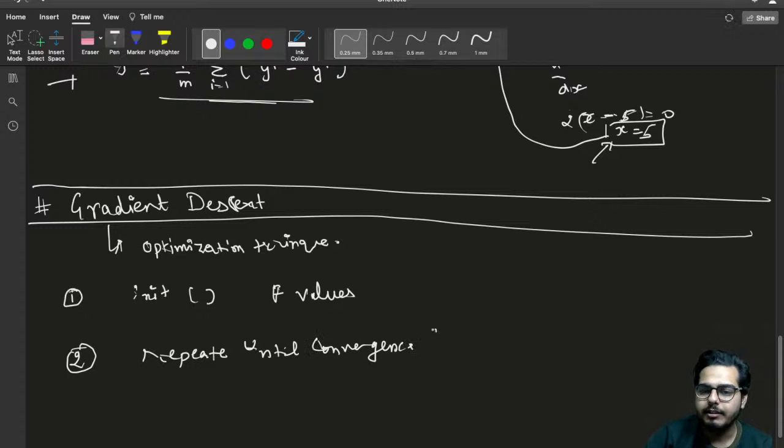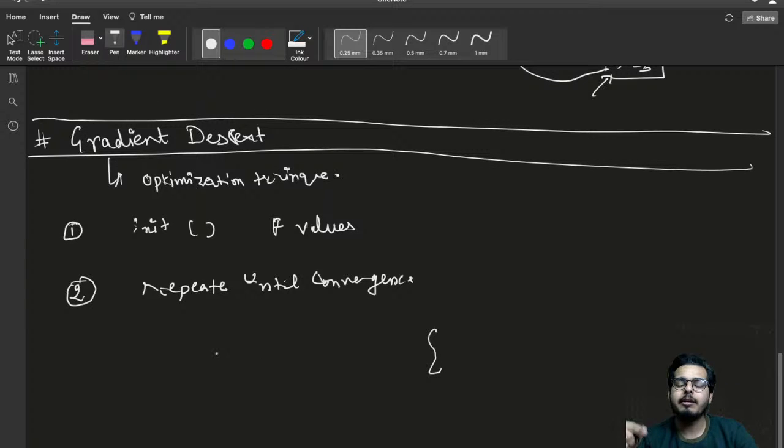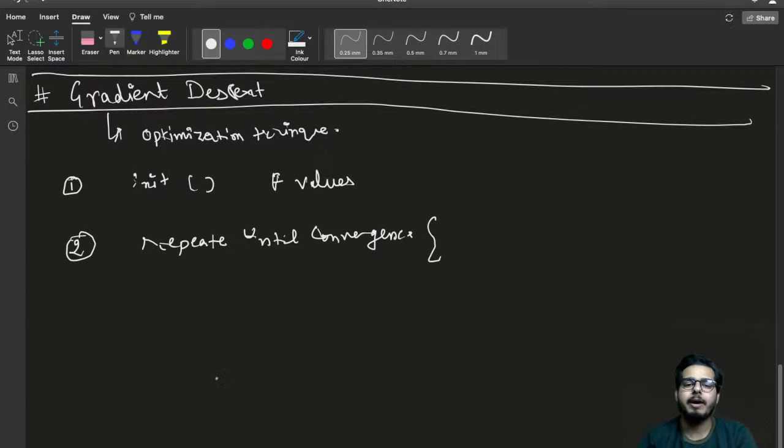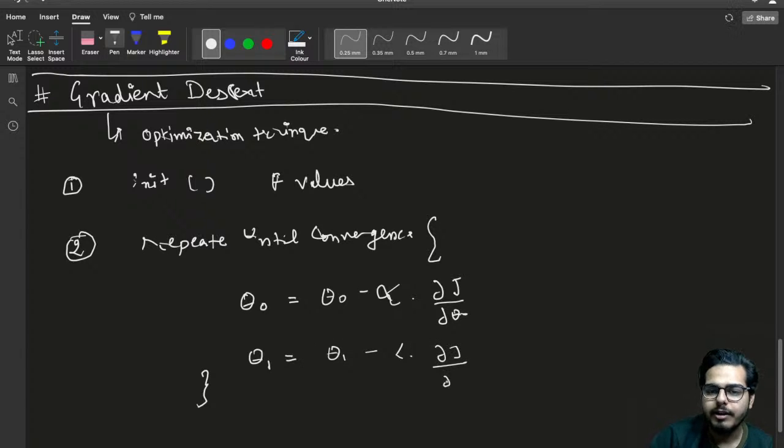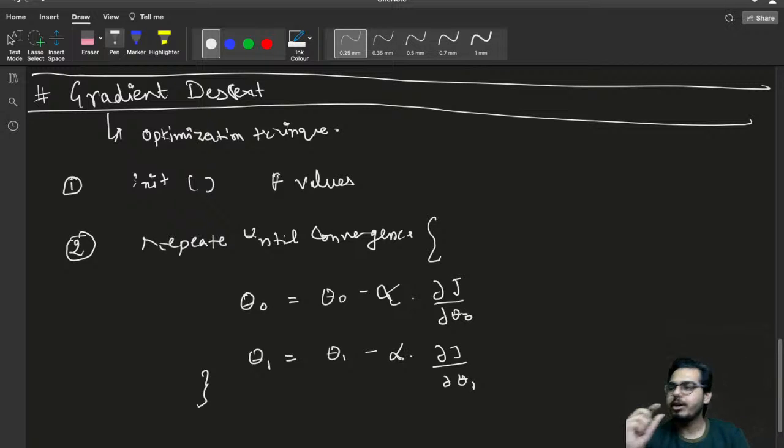So you need to repeat this step until convergence. You will simply repeat the second step until convergence. And what is the second step? It is basically theta naught, and similarly theta 1 is equal to theta 1 minus alpha del j over del theta 1. So these are the two equations that we need to follow.